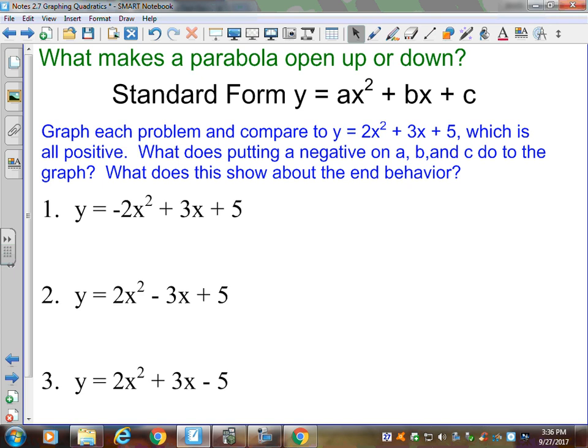is always a. So in each of these problems, I want you to graph the original equation, 2x squared plus 3x plus 5, in y1 or y2. I really think it'd be better if that was y2, because we're not changing that equation. I would put in y1 the three problems one at a time, and then I would put in the equation with the negative on the first number. What you're wanting to do is see how that changes.